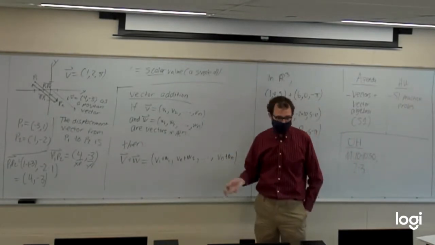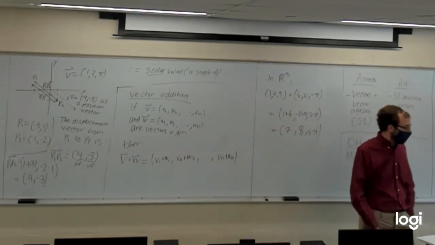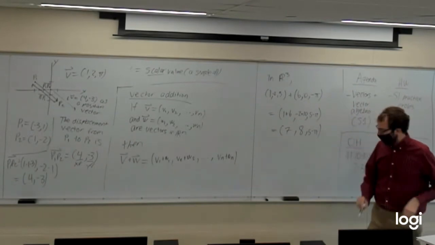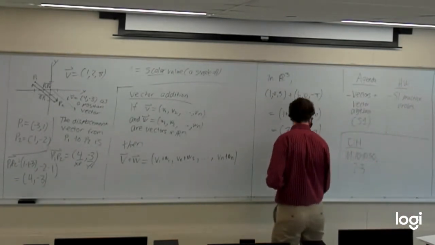So adding vectors just means adding together their coordinates. There's another thing we can do with vectors called scalar multiplication.